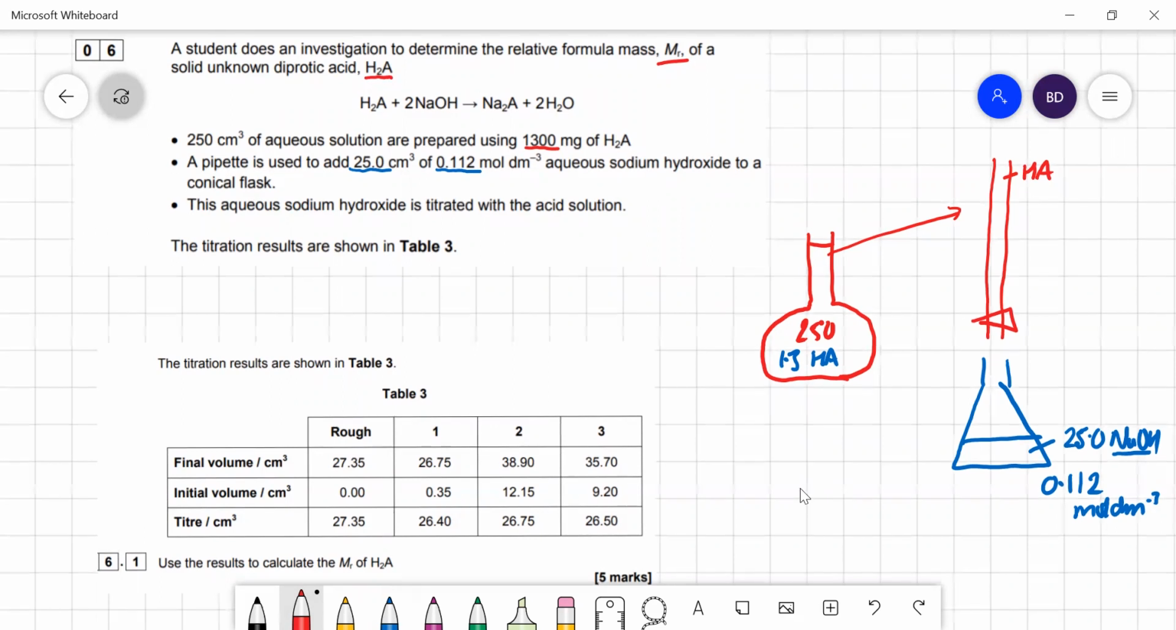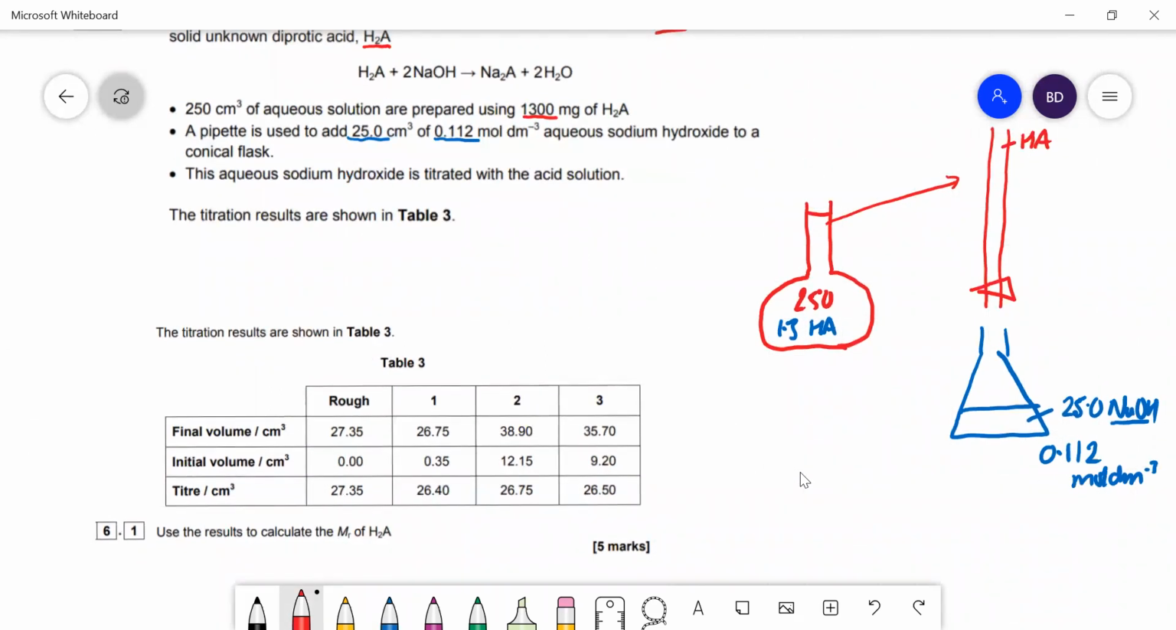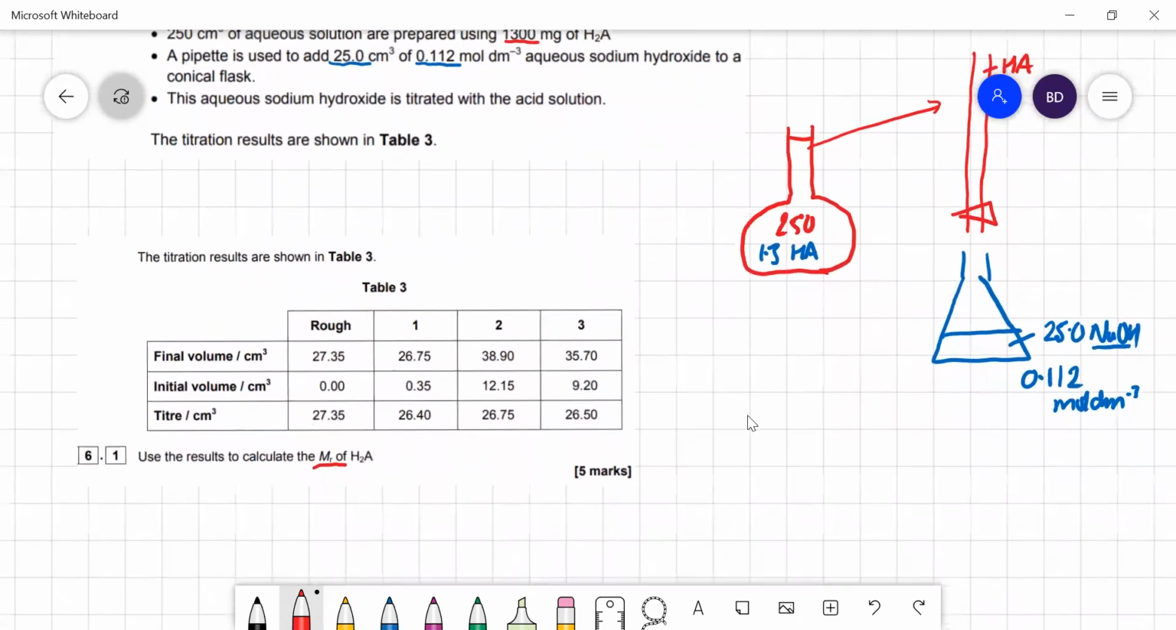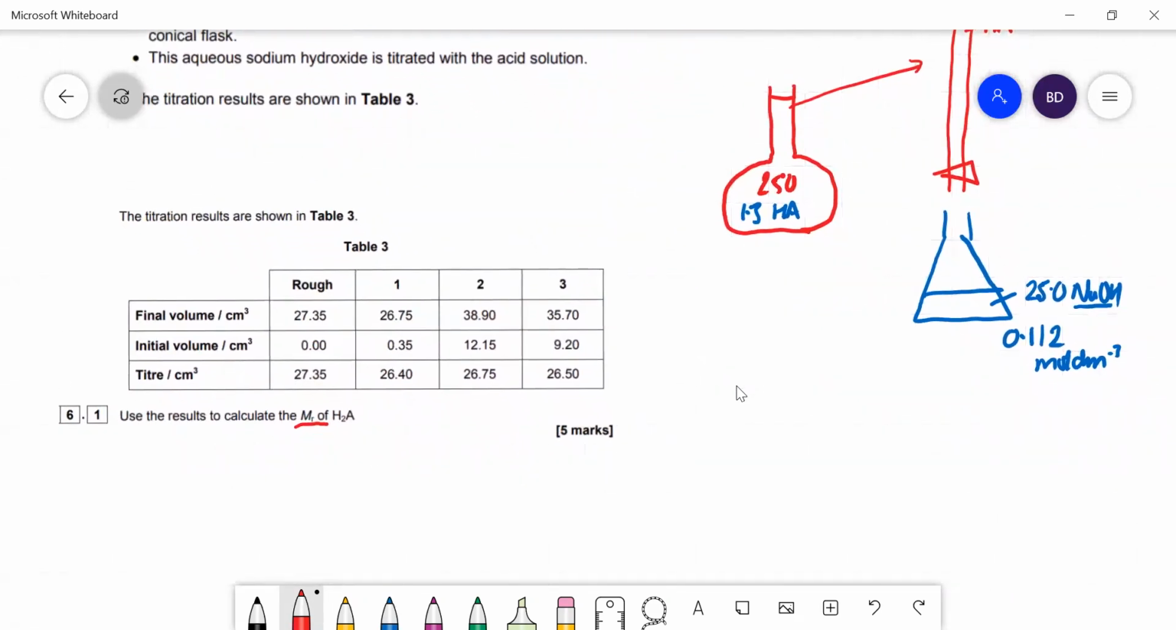What we've got to do is calculate the Mr of H2A, a 5-mark question here. The titration results are shown below, and first of all we've got to choose which ones are concordant and which ones we should use. They've got to be within 0.1 of each other. The only ones within 0.1 of each other are these two, 26.4 and 26.5. So the average titre is going to be 26.45 centimeters cubed.